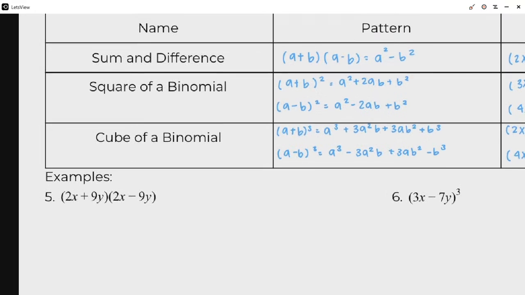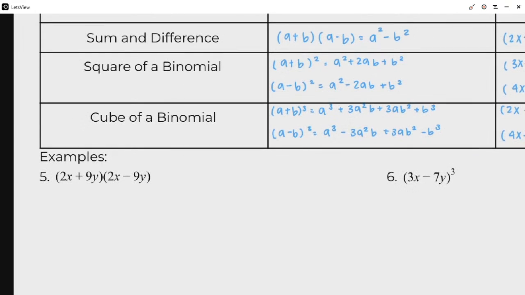Okay, so for this first one, we have 2x plus 9y times 2x minus 9y. So this is the sum and difference. If it helps, you can write a equals 2x, so that's the first part, and b equals 9y, which is the second part. And we want to plug this into a squared minus b squared. So that'll be 2x squared minus 9y squared. So that'll be 4x squared minus 81y squared.